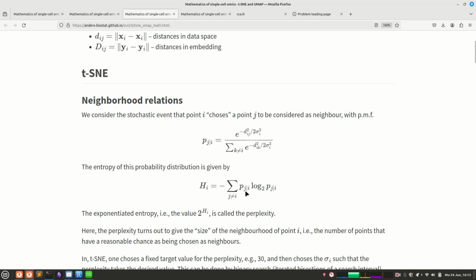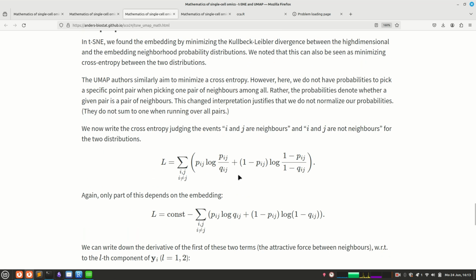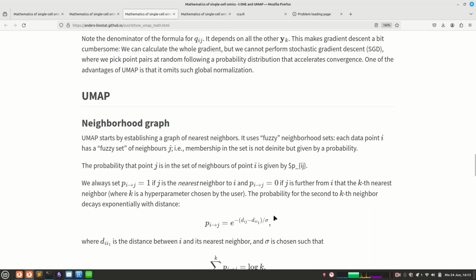The small differences are in the beginning, in the high dimensional space, where we calculate the similarity scores, which in t-SNE are done with this Gaussian kernel, e to the minus squared distance over sigma squared, and in UMAP we use instead this kernel, which is exponentially decaying and doesn't have a square.